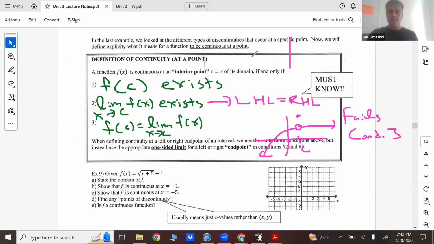What if I had this here? Is there a point at X equals C? Sure. But does the limit exist as X approaches C? No. So condition 2 fails, and we stop. We don't even waste our time checking condition 3 because there's no limit to begin with. So this fails condition 2.